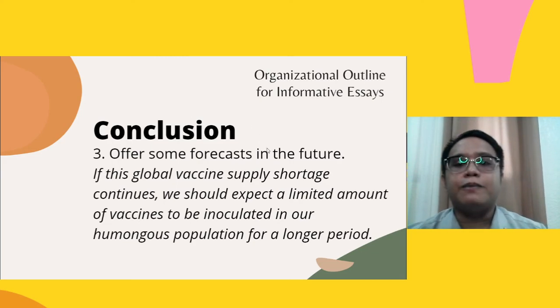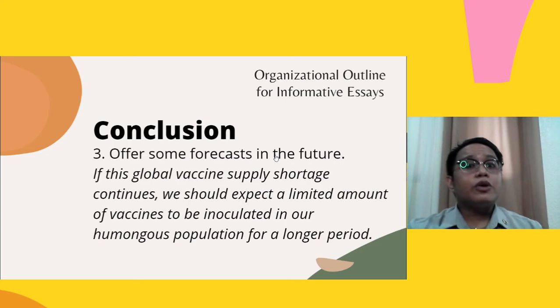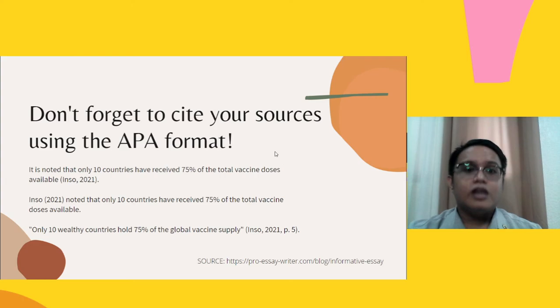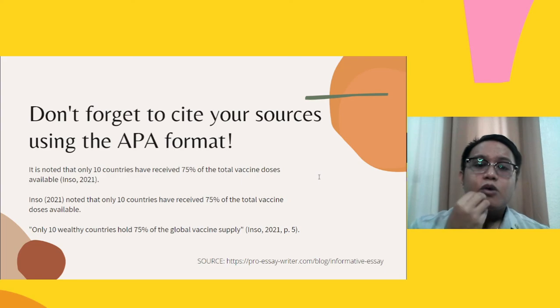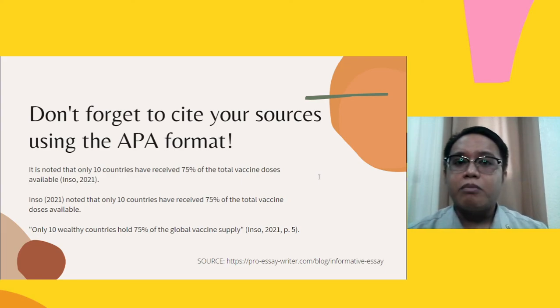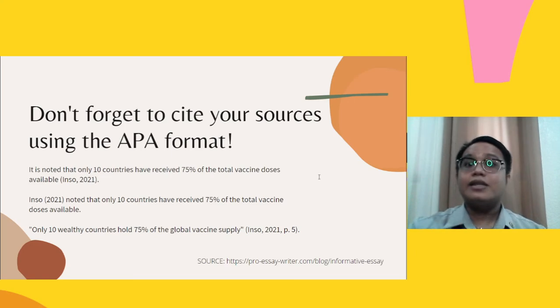Okay? Now, here's what you need to remember, especially if you research things. Do not forget to cite your sources using the APA format. We talked about this one in the 3rd quarter or 2nd quarter, if I'm not mistaken. We need to use the APA format, or the American Psychological Association. This is the citing reference. So this is how we cite our reference.